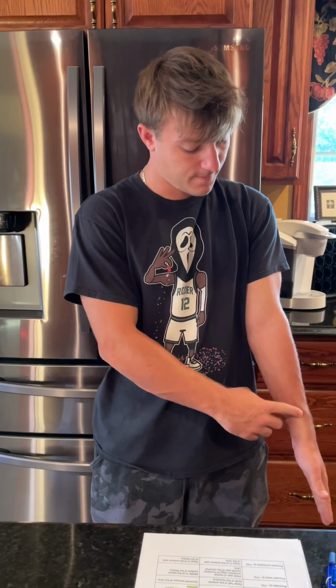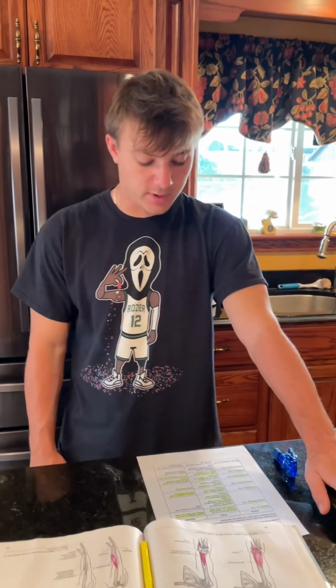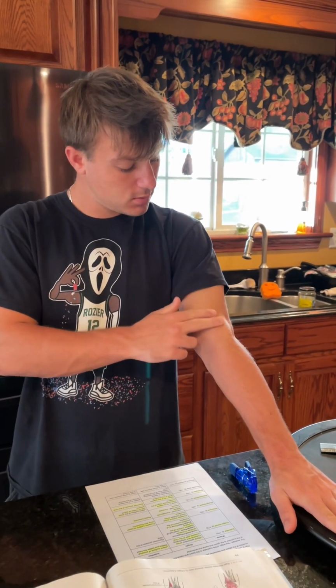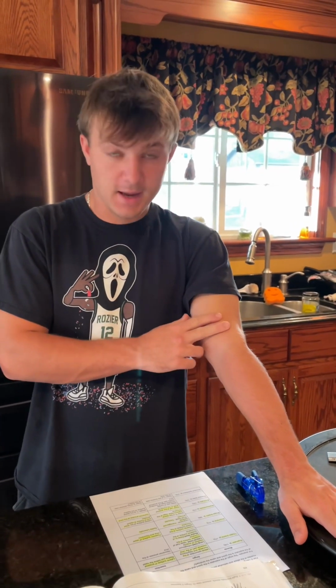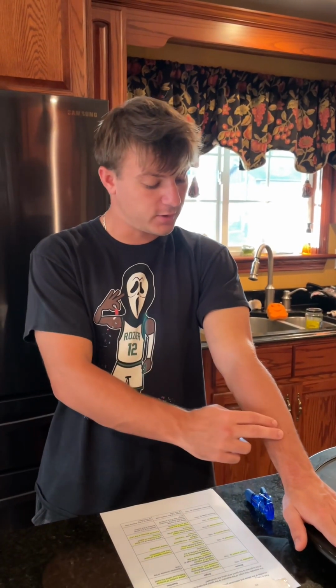The brachialis origin is on the distal half of the anterior shaft of the humerus. And the insertion is on the coronoid process of the ulna.